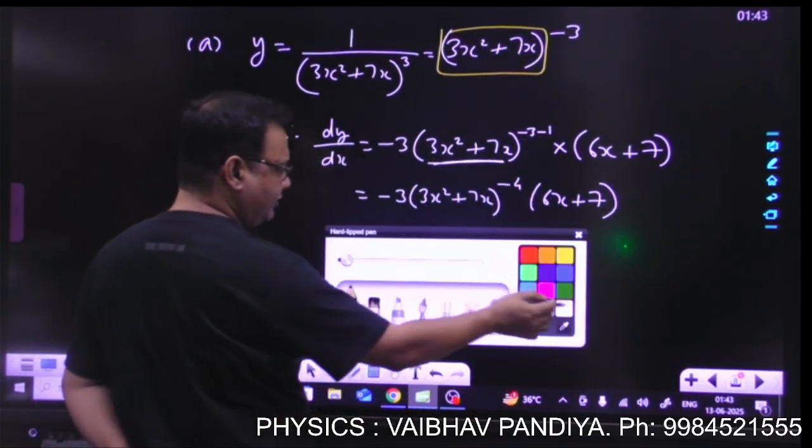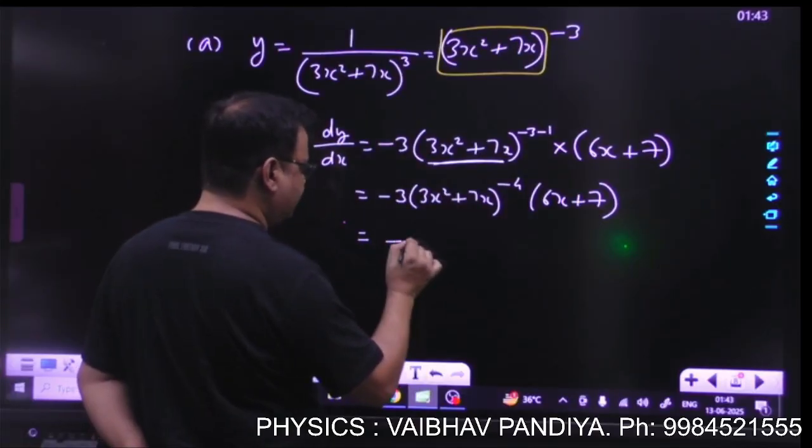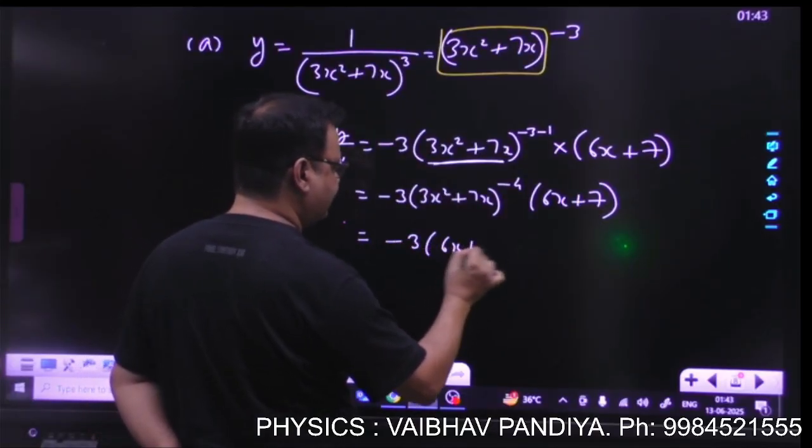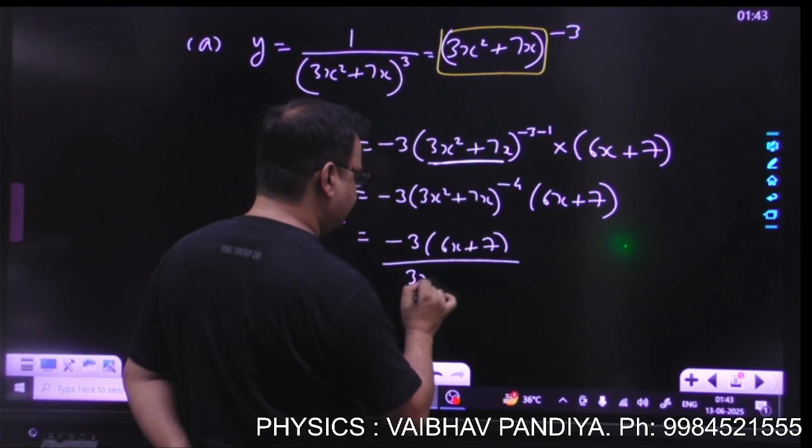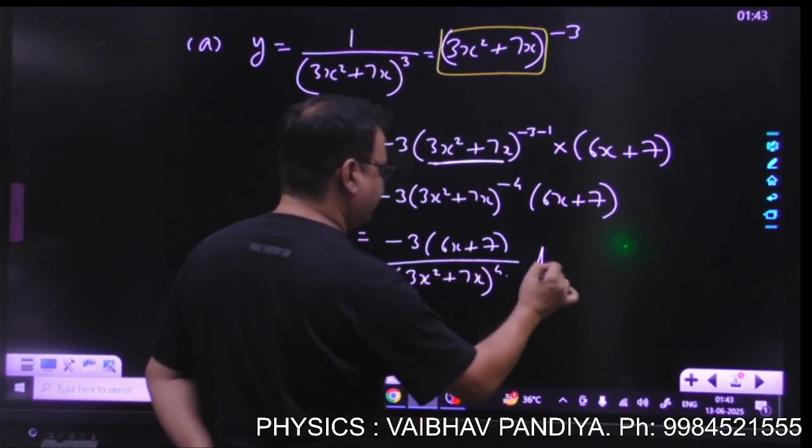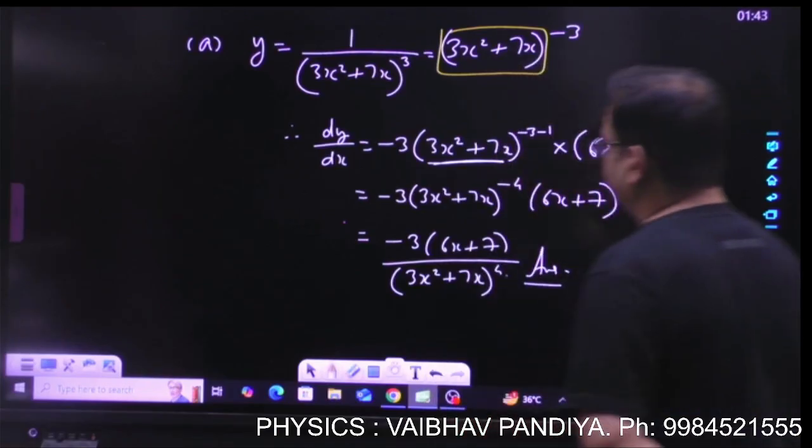Write it with the positive index. You can bring it in the denominator. So you'll get minus 3 times 6x plus 7 divided by 3x square plus 7x to the power 4. That is your answer. Got it? Okay.